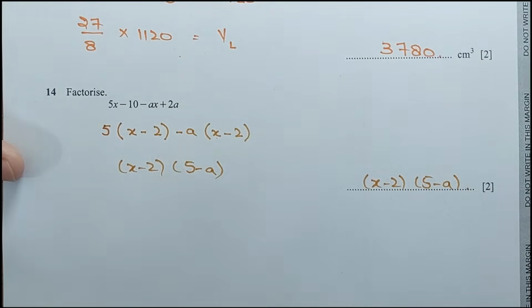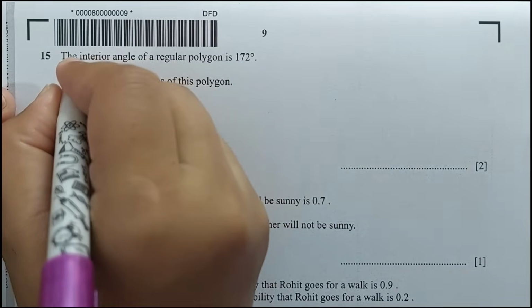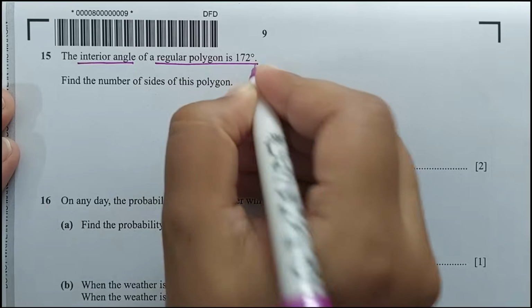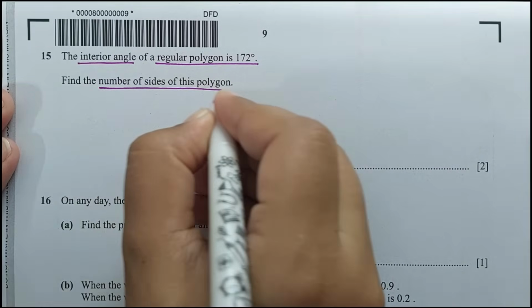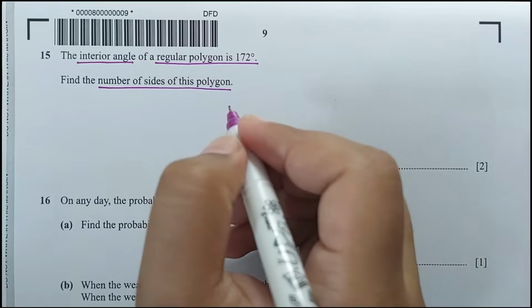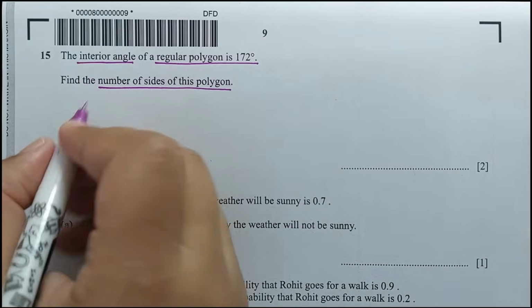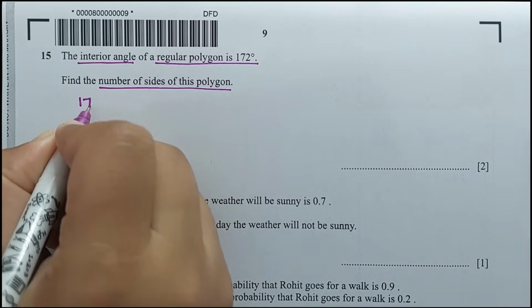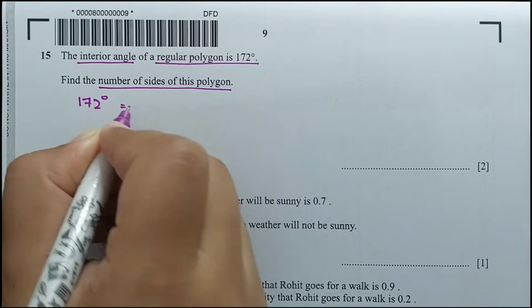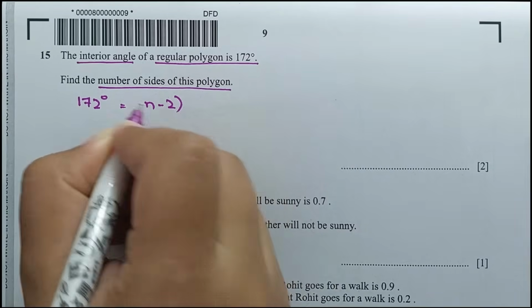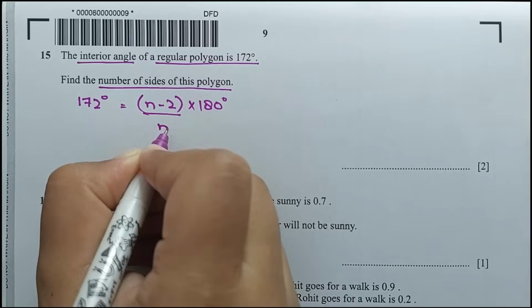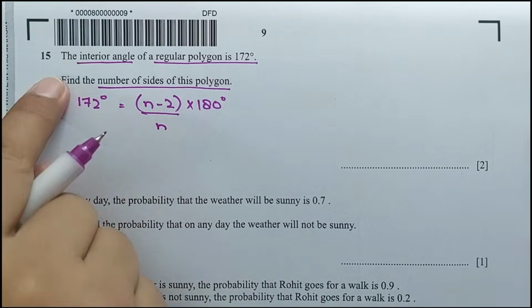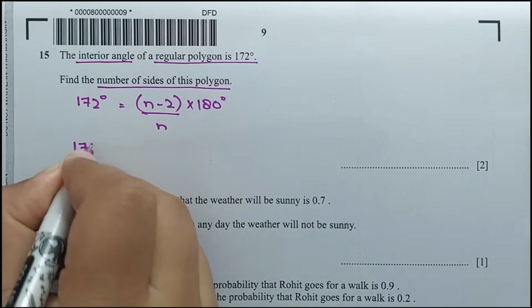All right. Question number 15. The interior angle of a regular polygon is 172 degrees. Find the number of sides of this polygon. Since it is a regular polygon, we know that the measure of each interior angle of a regular polygon equals the number of sides minus 2, multiplied by 180 degrees, divided by the number of sides. Now we can do a cross multiplication.